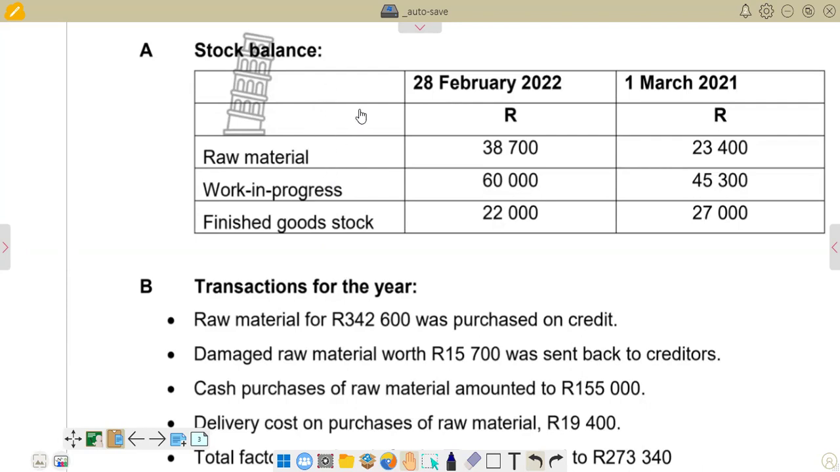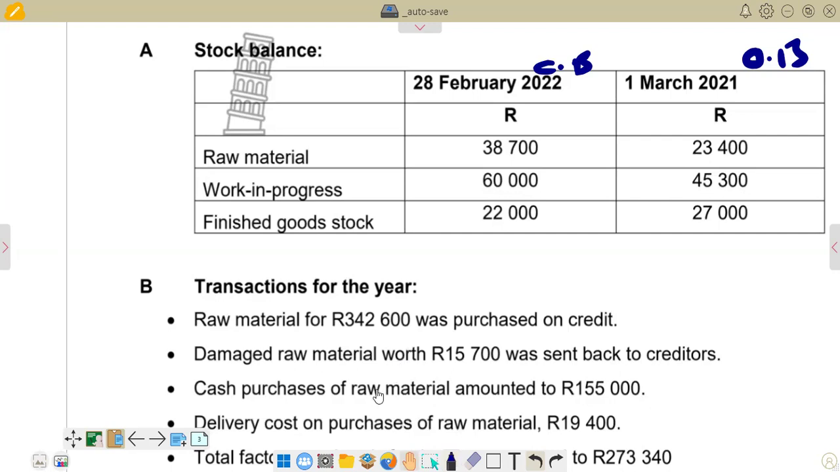You'll see that we are given stock balances on 1 March 2021 and on 28 February 2022, which means these are going to be our opening balances. So our opening balances are here, and obviously this will become our closing balances. Then on information B there are transactions, and we are given other information there.